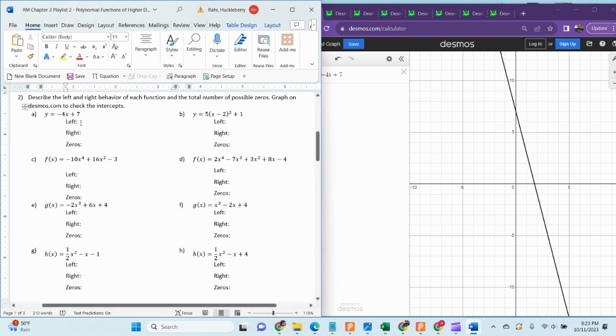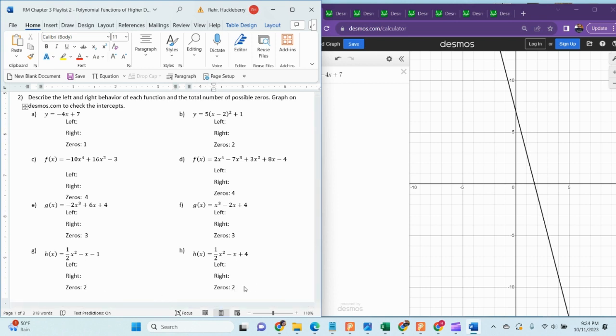So this is a linear, negative 4x plus 7, so we're going to assume 1 zero. This has a squared right here, so we're going to assume 2 zeros. This is a fourth degree polynomial, that 4 right there, so we will assume 4 zeros. This is also a fourth degree. We always look at the leading term to tell us, so 4 zeros. Here is a third degree, or a cubic, so 3. Another cubic, and then we have 2 more parabolas, which are second degrees, so we assume 2 zeros.